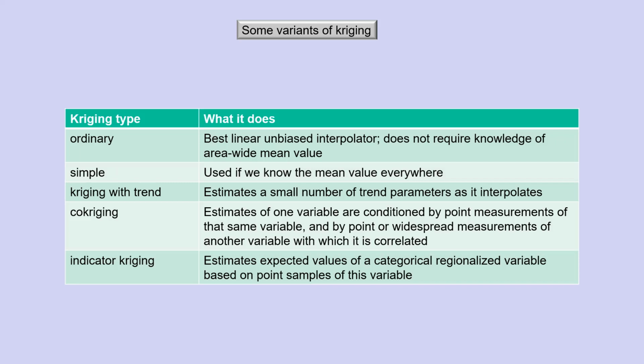We can extend the concepts, which we've just been talking about, to include not just one but two or three random variables which are correlated with each other. And in doing that, if we're undertaking interpolation, we're undertaking co-Kriging.